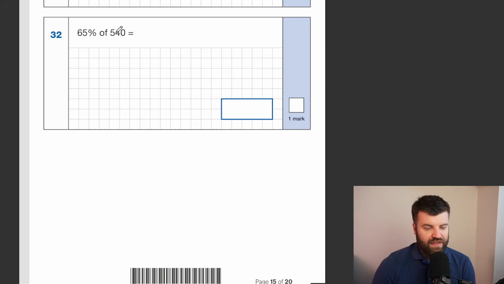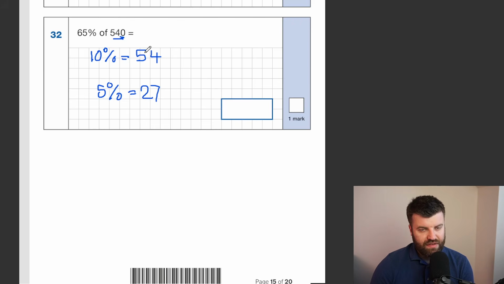65% of 540. Again, what I would be doing here, I'd be working out 10% by dividing by 10, because it's a nice number to divide by 10, so I get 54. And I'd be working out 5%, because I can do half of 54. Half of 50 is 25, plus half of 4 is 2, that's 27. Once I've got my bricks, I call them, my 10% brick and my 5% brick, I can work out 65%.